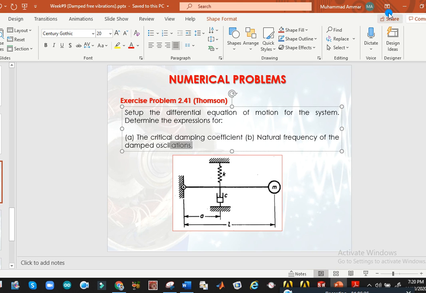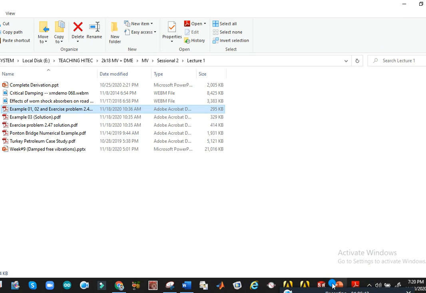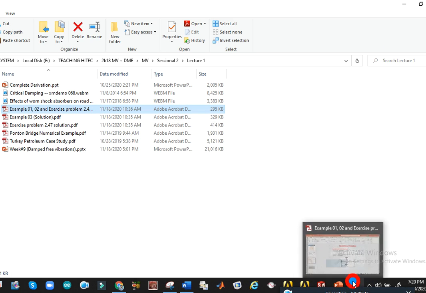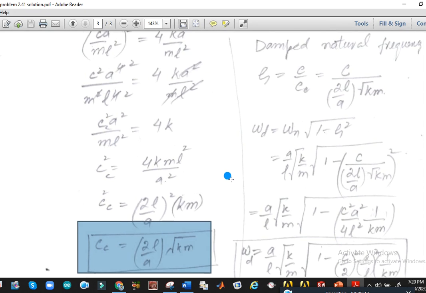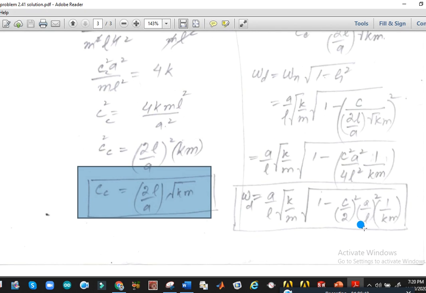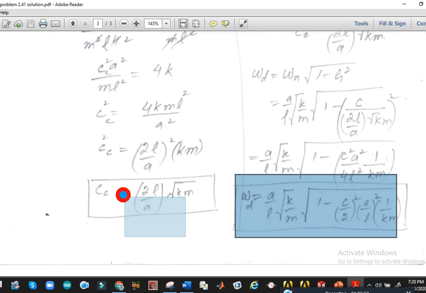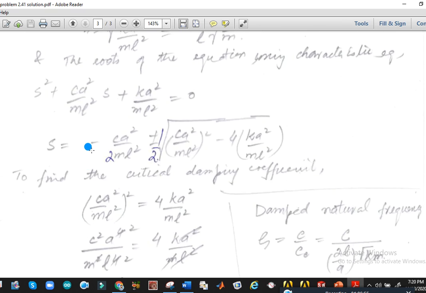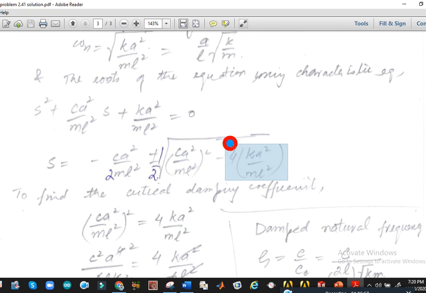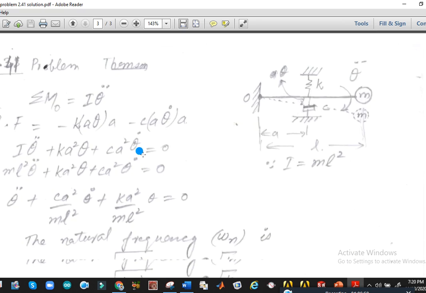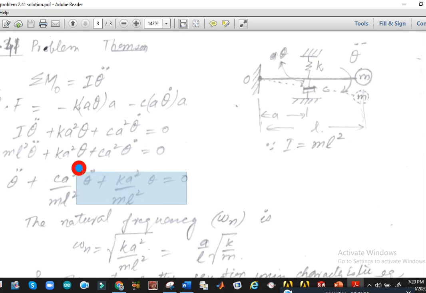So that's why we are using the formula omega d is equal to omega n into square root of 1 minus zeta square, and putting the value of zeta that is derived from the critical damping coefficient. Okay, so this was your expression for the damped natural frequency. This is your expression for the critical damping coefficient, and these are your required roots, and this is your required equation of motion for this system.